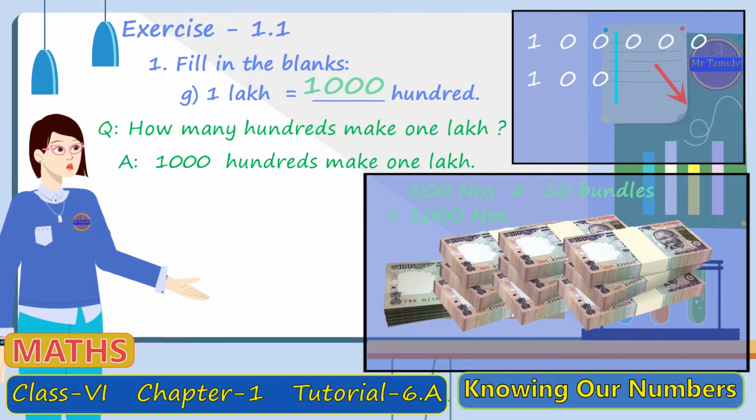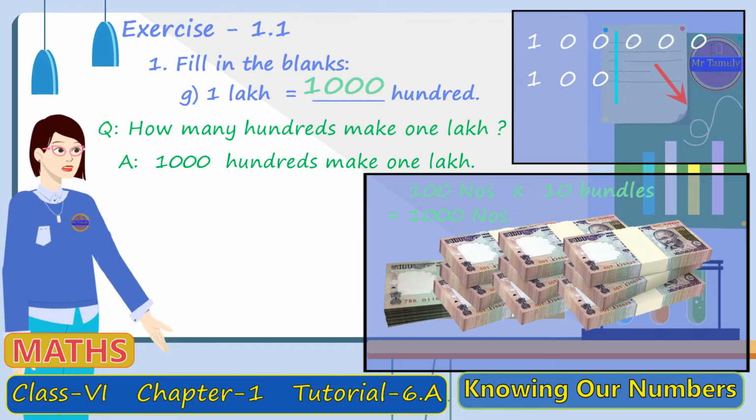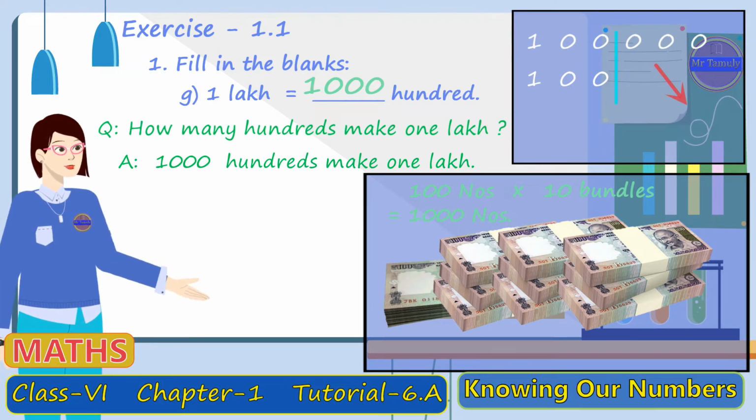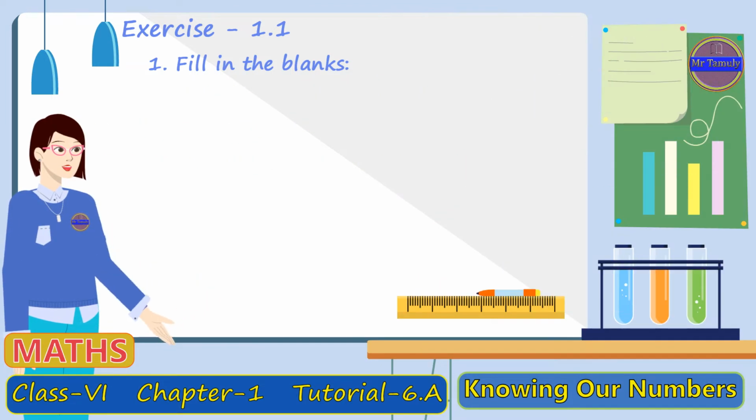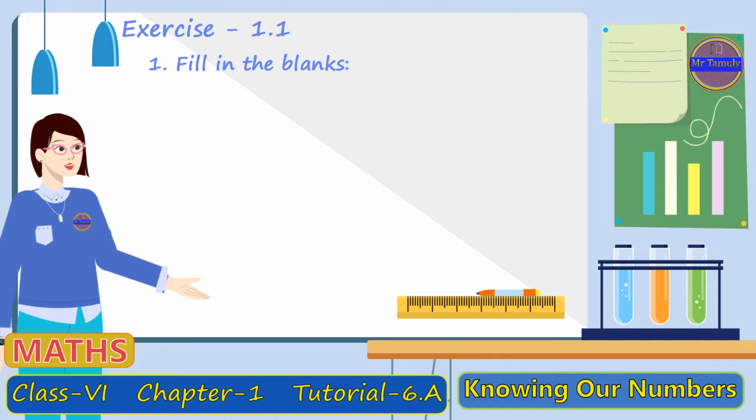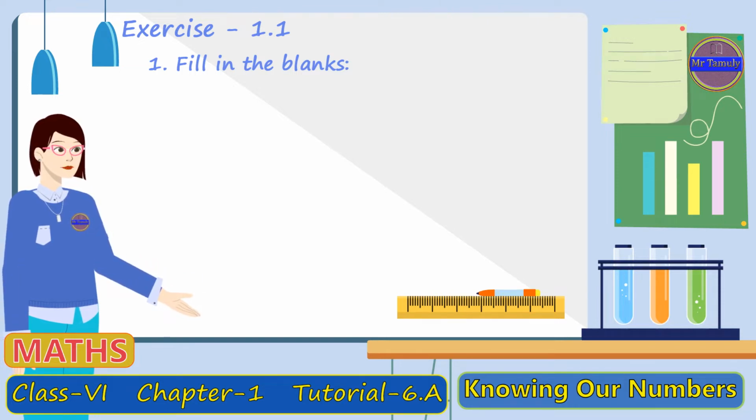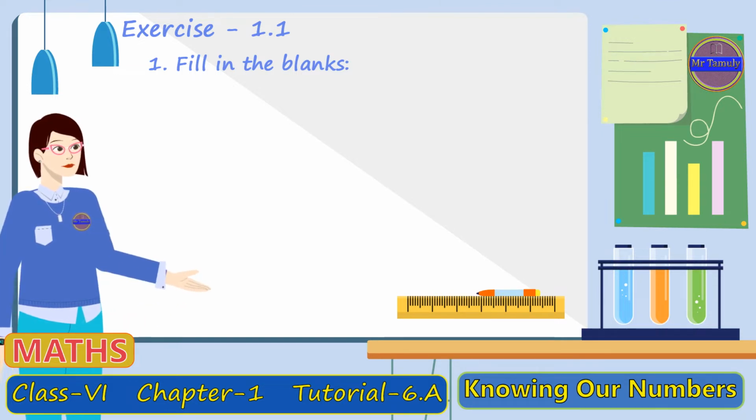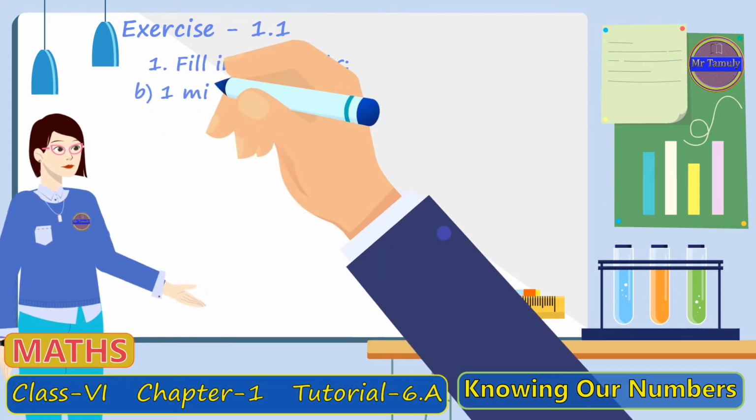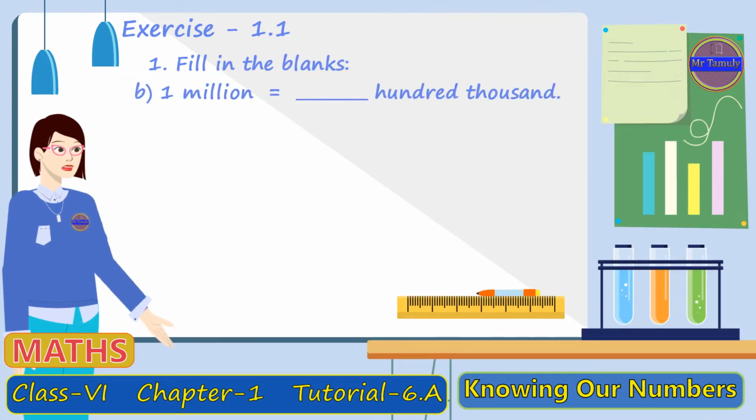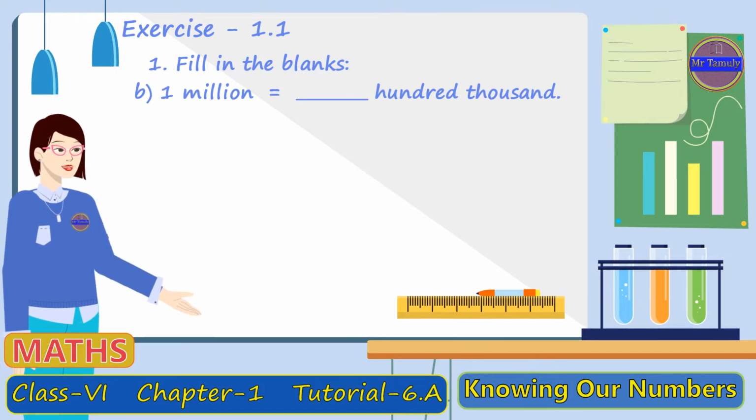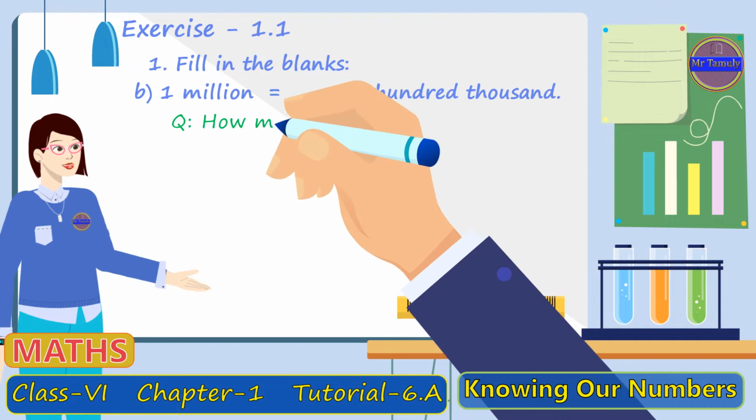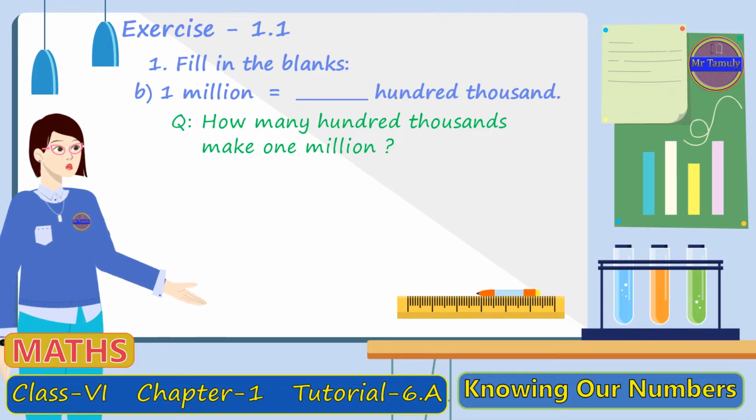So the answer that we found out by the method of comparing the number of zeros in the two given numbers is actually correct. Let us now go back to question number 1b of exercise 1.1, which is 1 million is equal to blank 100,000. Here again, the actual question that you are being asked is, how many 100,000s make 1 million?